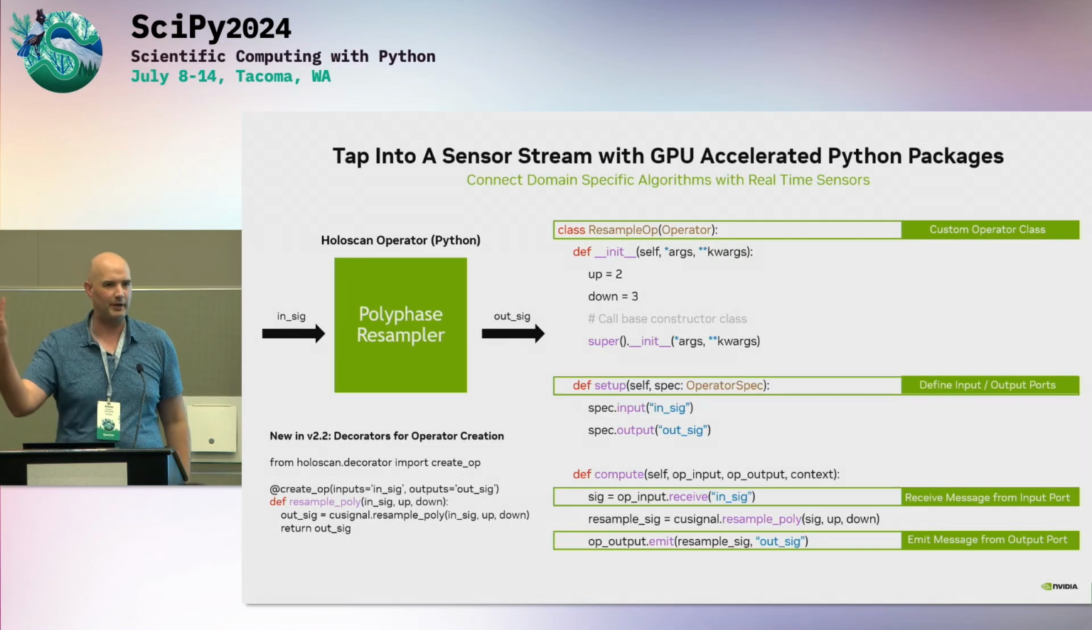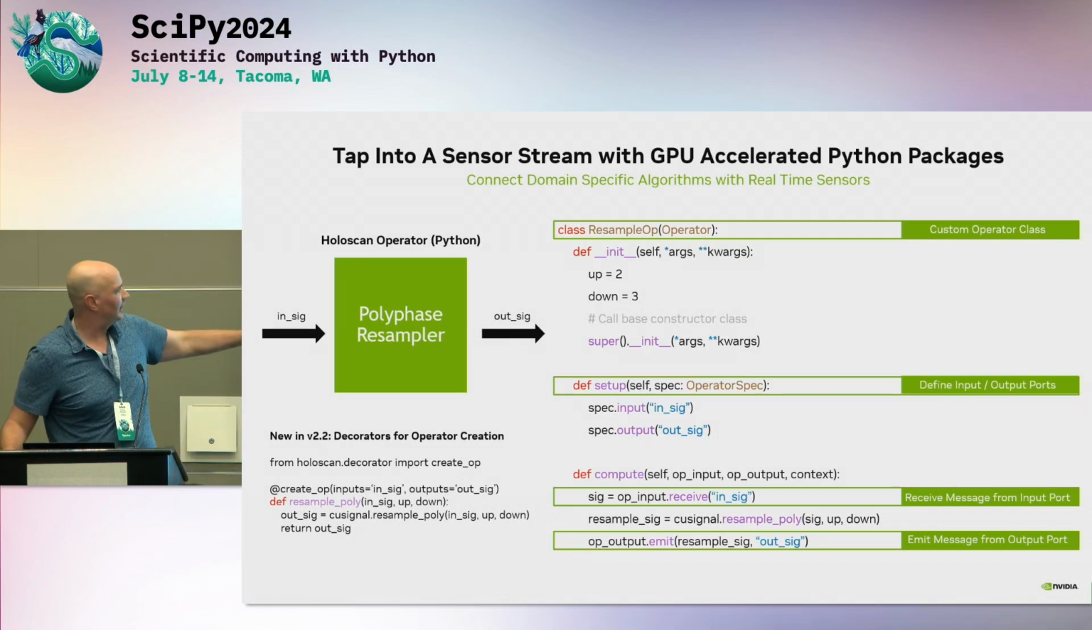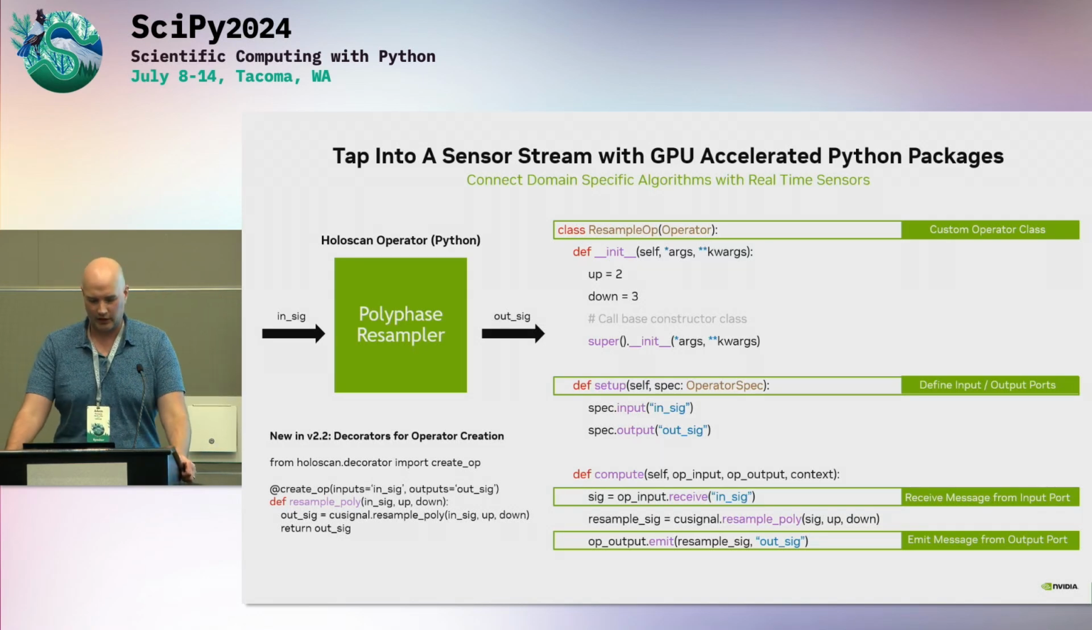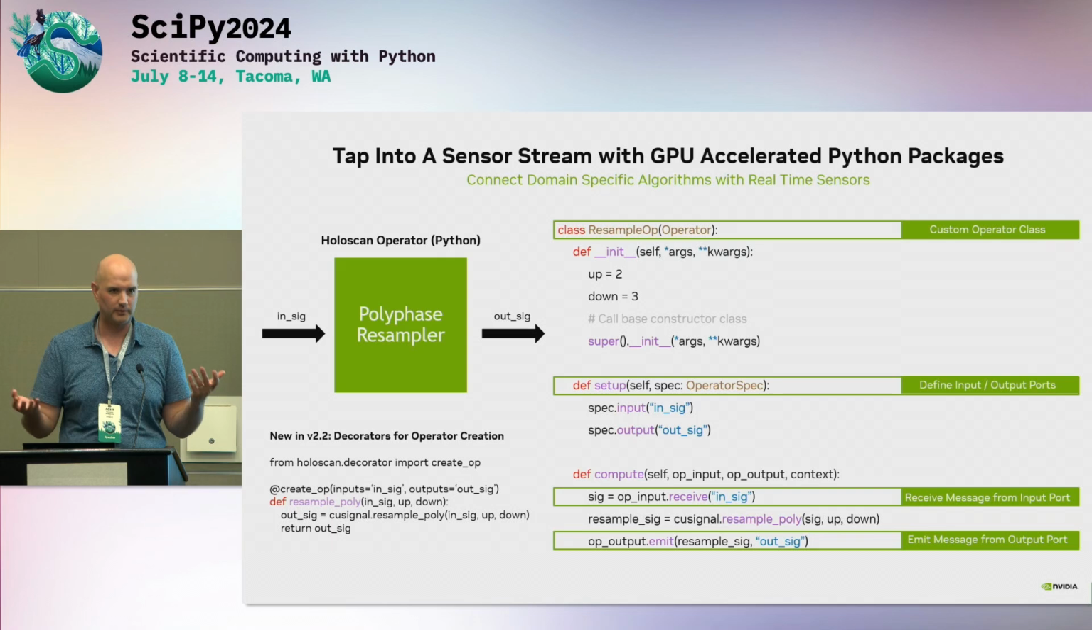So this is your way to tap in. And you can add however many input ports and output ports you want. And you can put whatever compute you want in there as well. Within the latest release, 2.2, we introduced experimental decorator support for creating these operators. So if you're more of a functional programmer, check that out.